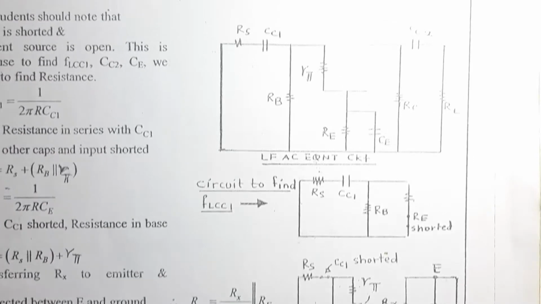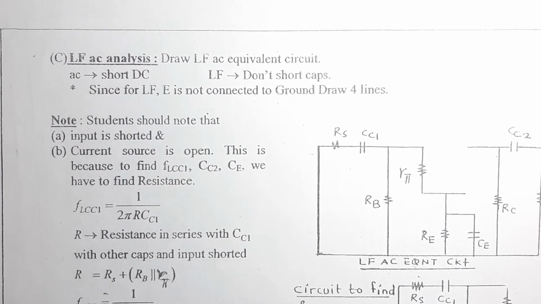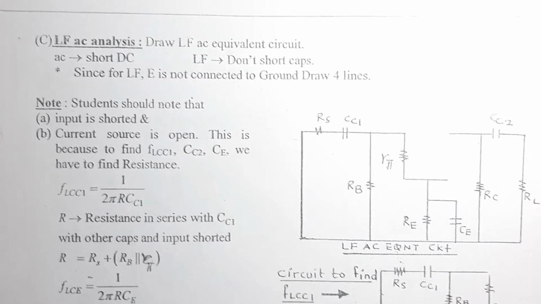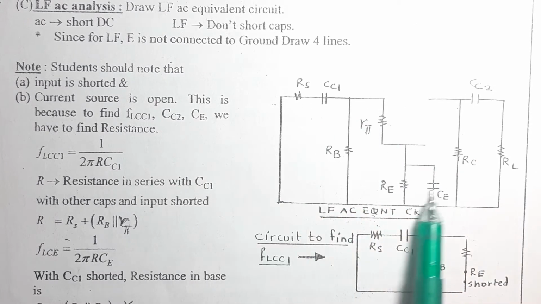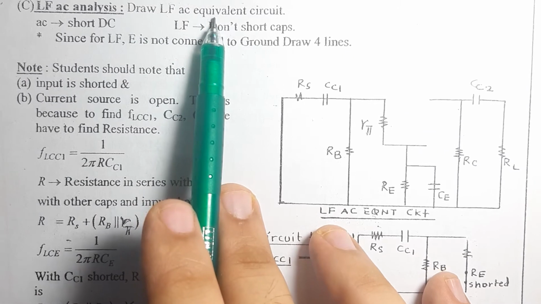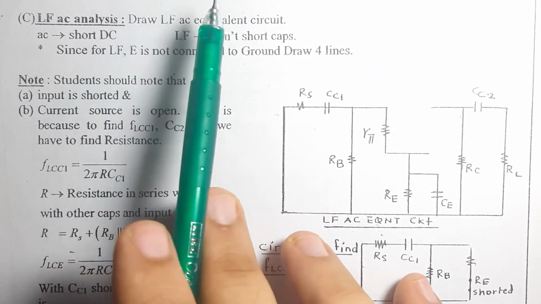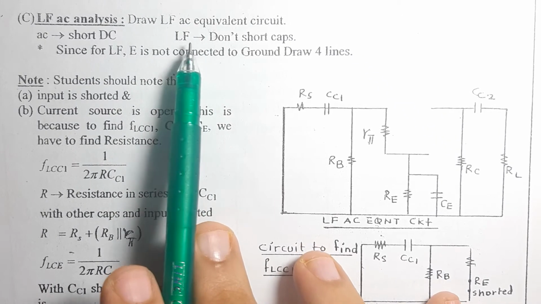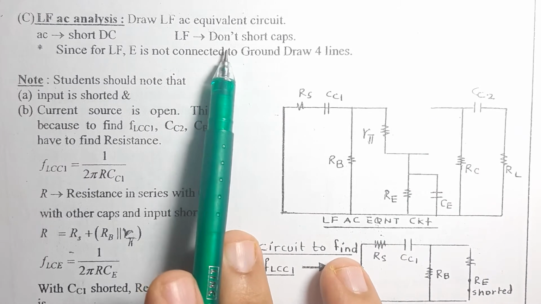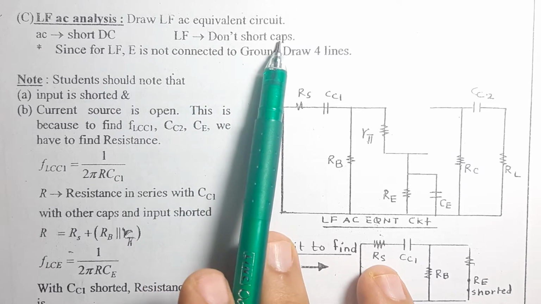Now LF AC analysis. In AC analysis, your CE does remain in the circuit diagram. The main circuit diagram goes something like this. This is the actual diagram. Then while drawing the LF AC analysis equivalent circuit diagram, for AC we short the DC supplies, and since we are doing it for LF, at LF your capacitors are present in the circuit diagram, they are not grounded, hence we don't need to short the capacitors.